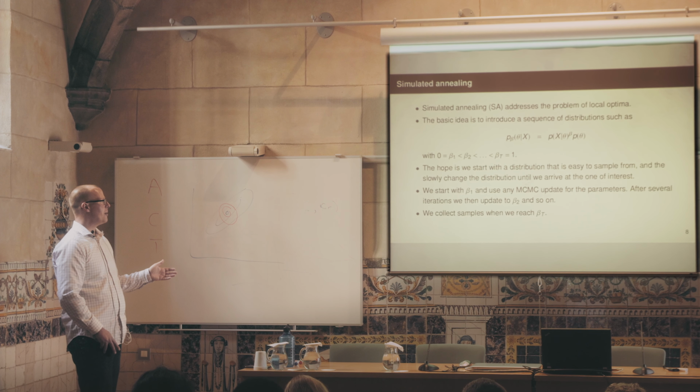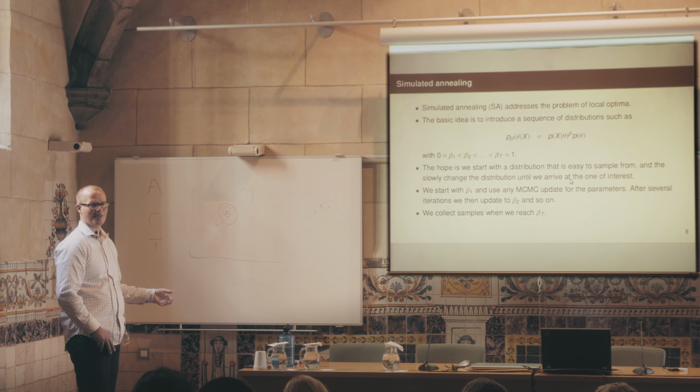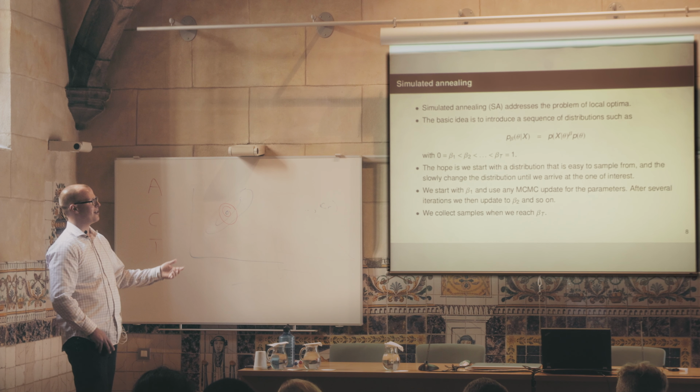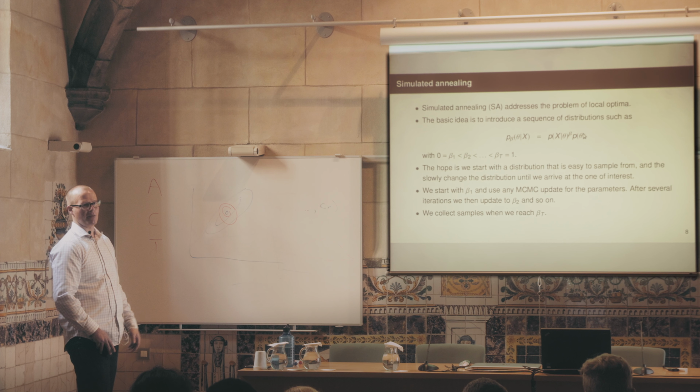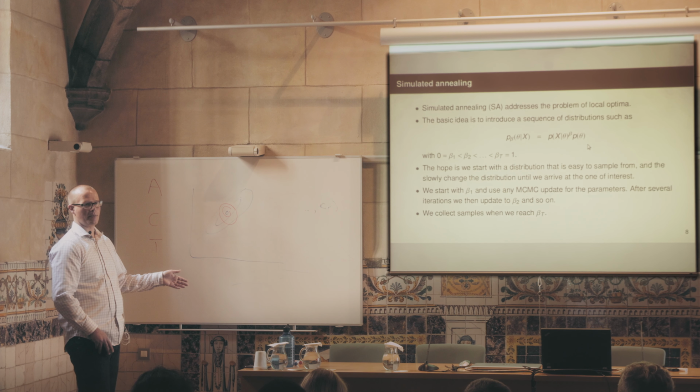Now, the point about this sequence is that it's usually really easy to sample from the prior. So if we start out at beta 1 equals 0, we're sampling from the prior, we can do that for a little bit. We can use any MCMC algorithm to do our updates. When we start at beta 1, we run that for some number of iterations.